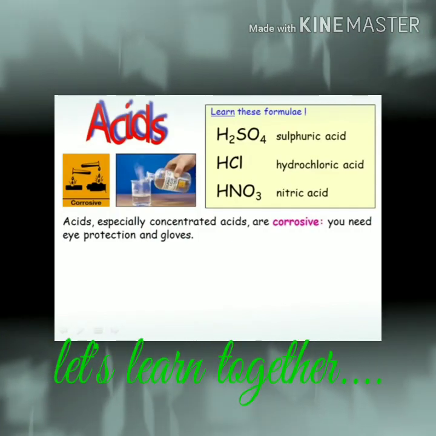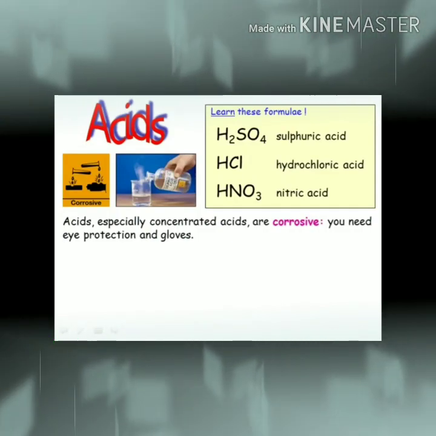Hi students, in today's class we will be discussing acids, bases and salts.